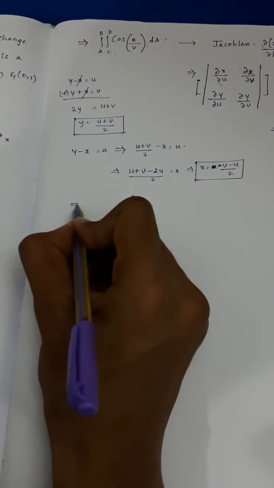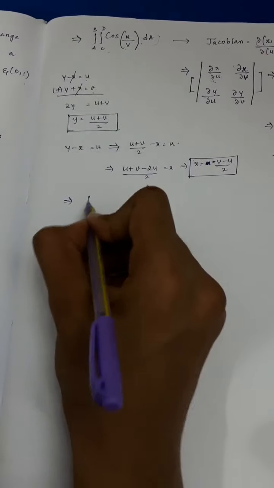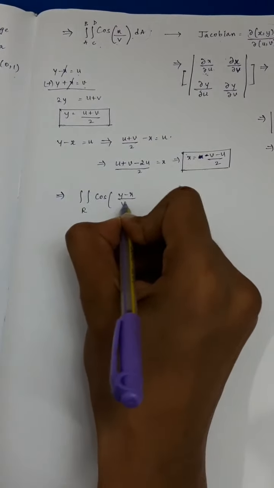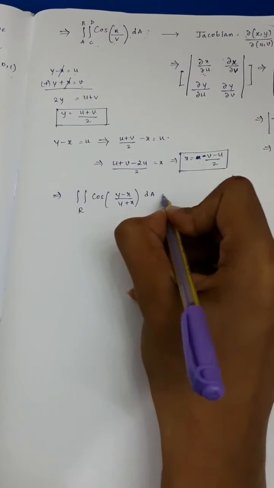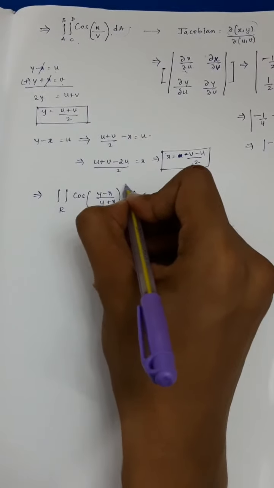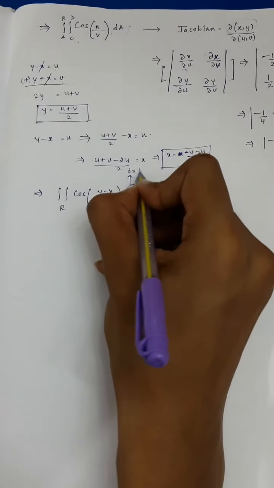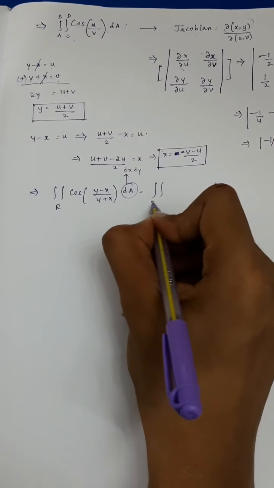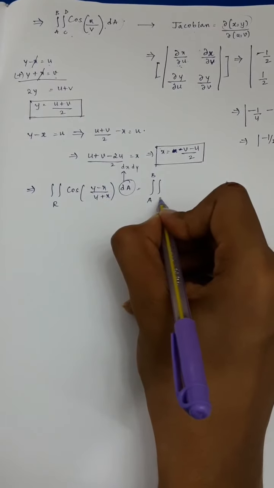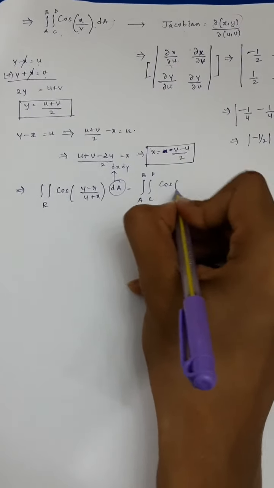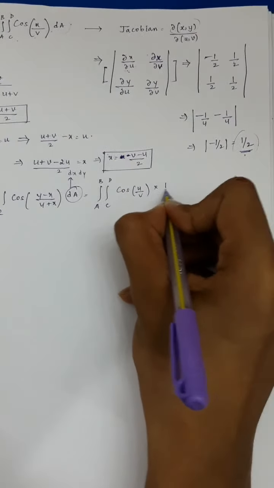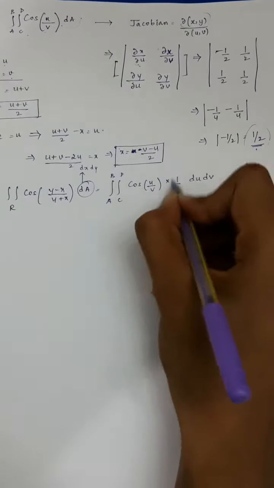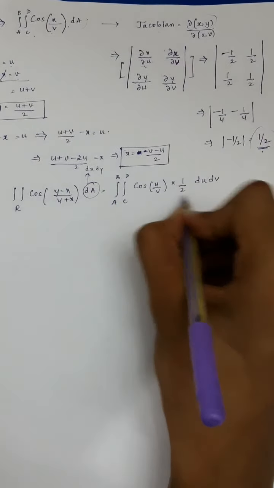when we change the variables. So it would be the double integral of cos of (y minus x)/(y plus x) times dA, which is equal to, dA is nothing but dx dy. So now we are changing in terms of du and dv. It would be the integral of cos of u by v into 1/2 du dv. So this 1/2 will be multiplied, which is nothing but the Jacobian.